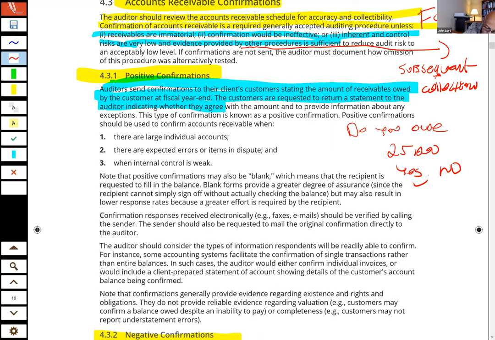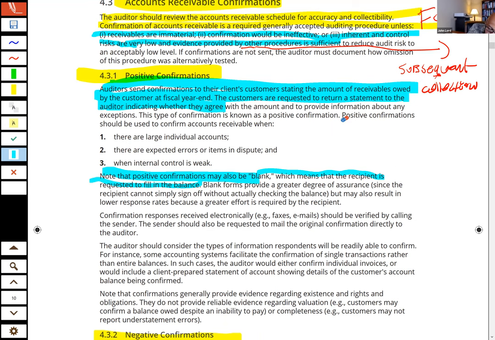Now, take a look, and they tell us that positive confirmation may also be blank, which means the recipient is requested to fill in the balance. So now it's going to say what? It's going to say, how much do you owe?